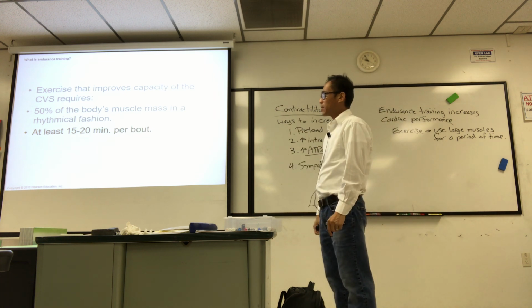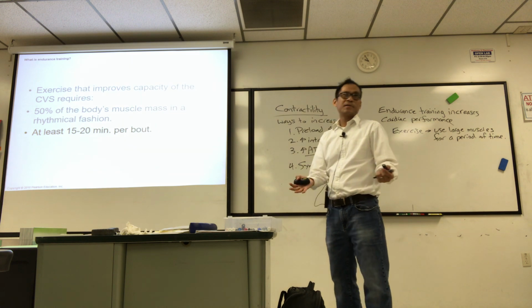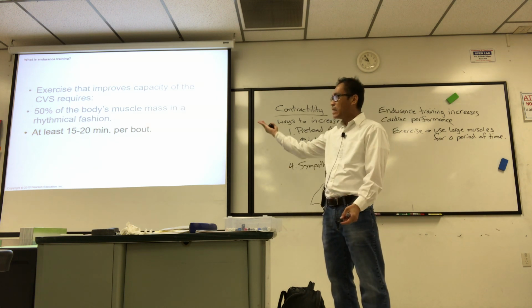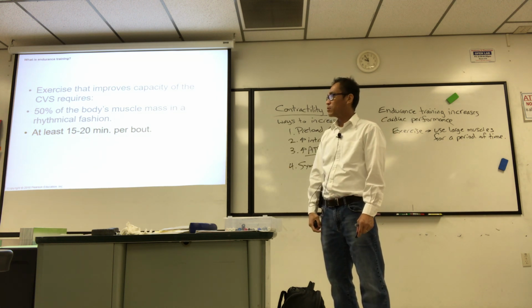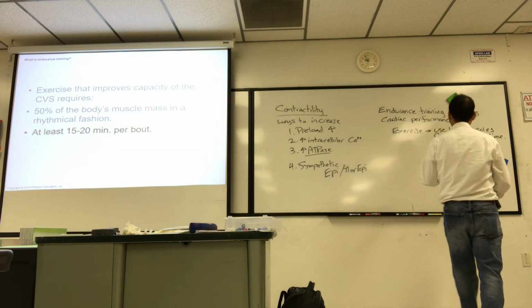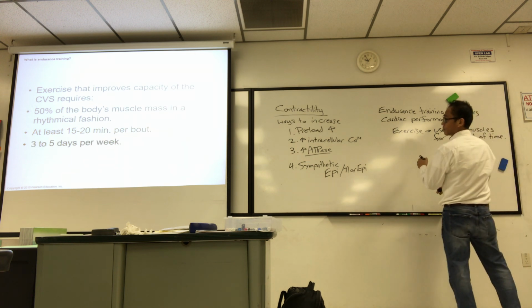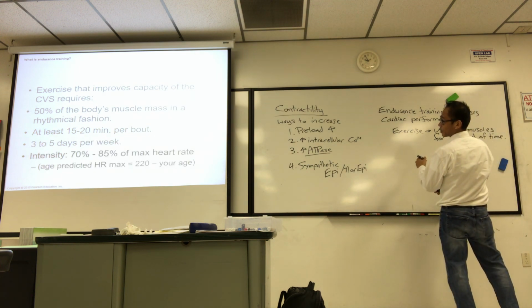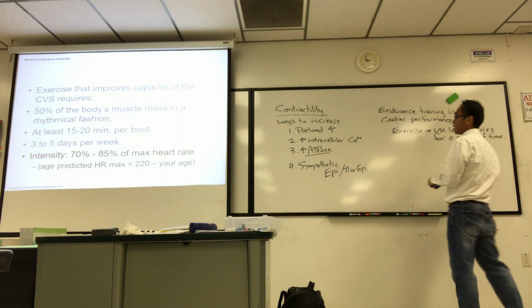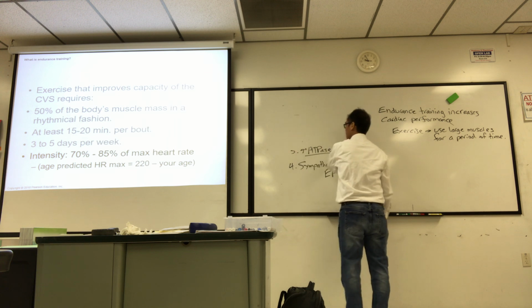So the bout of exercise has to last a while. I would say 30 minutes, but they say at least 20 to 30 per bout. So every time you strap on the shoes, you've got to keep it up for a certain amount of time, 3 to 5 days per week, and it's got to be at a certain intensity. A better way to put that is what I call the FITT factors.